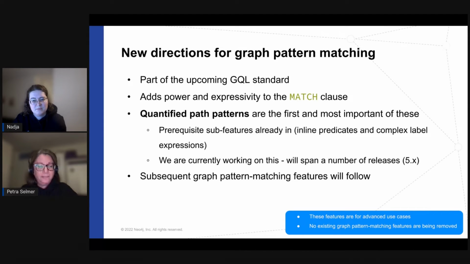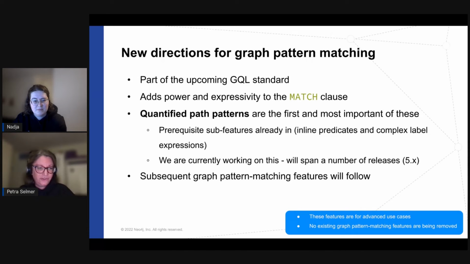Anyway, for the graph pattern matching section, what this is all about is adding a great deal of expressivity to the match clause. So everything that essentially follows the match clause. And Nadja already showed you an example earlier on. It contains many, many features, but probably the most important and foundational one of all is something called a quantified path pattern.